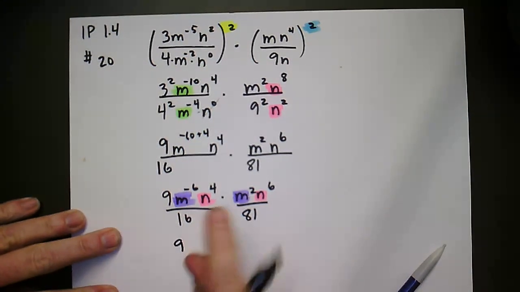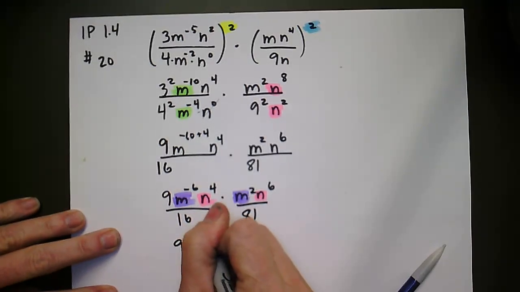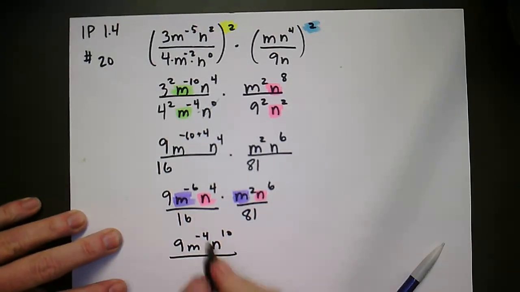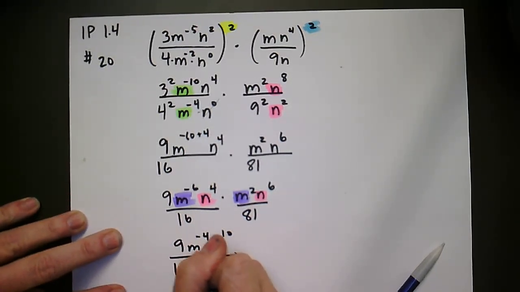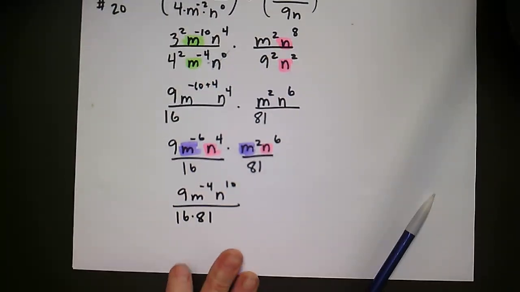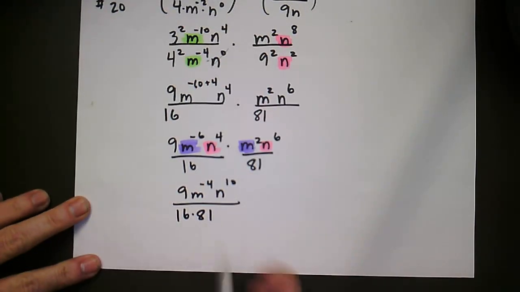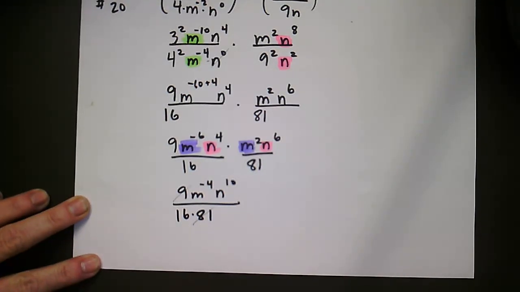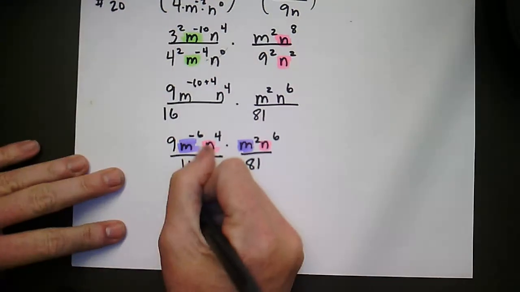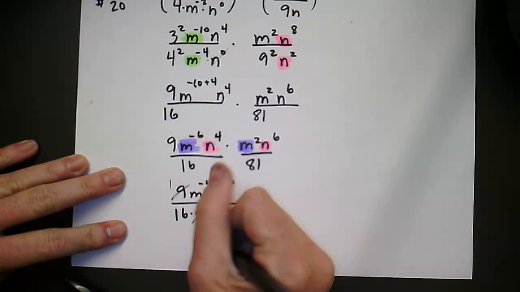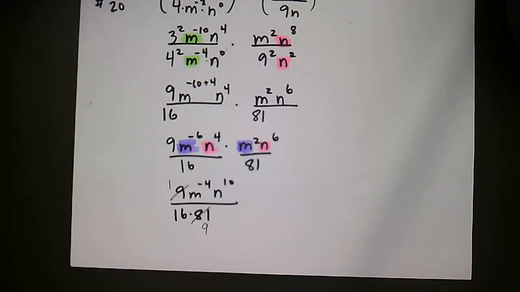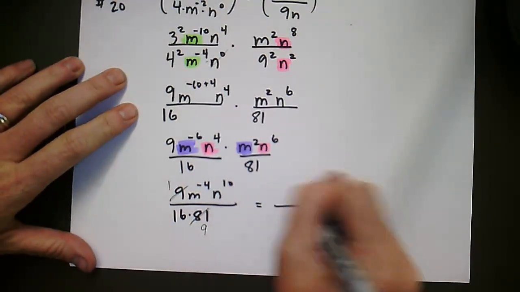Okay, so let's see, we get 9, negative 6 plus 2, that is m to the negative 4. 4 plus 6, that is n to the 10. And this is 16 times 81, which I could plug into the calculator, but I'm going to hold off on that for a little bit, and it's going to help with some simplification. You may remember when simplifying fractions, you're dividing out the same number. Well, 9 goes into both 9 and 81. So here I'll do it with a pen. I get 1 9 there, and I get 9 9s there, which means the bottom is now going to be 16 times 9.